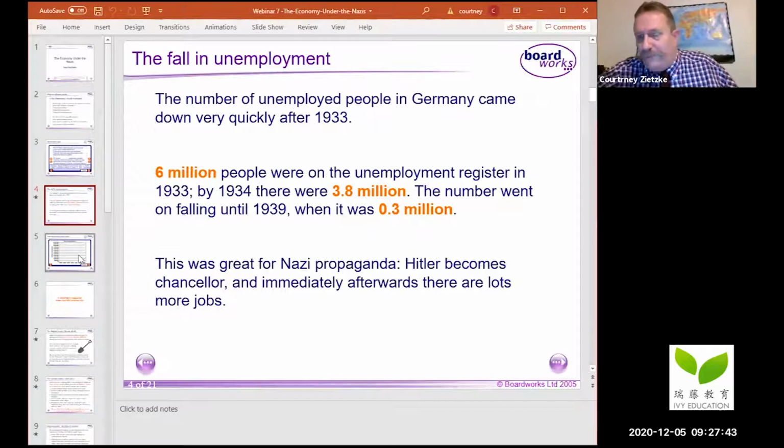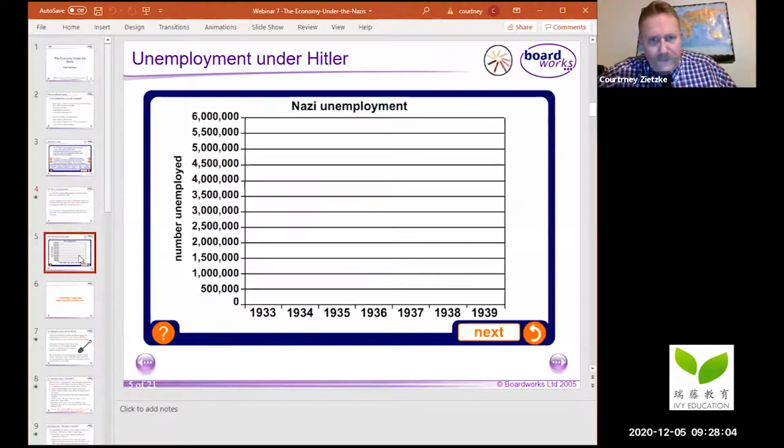Okay, this was a great Nazi propaganda tool. Hitler becomes chancellor, and afterwards, he had a lot more jobs. Why? Because he rebuilt his economy, he rebuilt his industries, he rebuilt his country, and most importantly, he would rebuild his military to prepare for World War II. You can see by this little chart very clearly, from 1933 to 1939, in only 6 years, he would reduce unemployment by close to 6 million people.